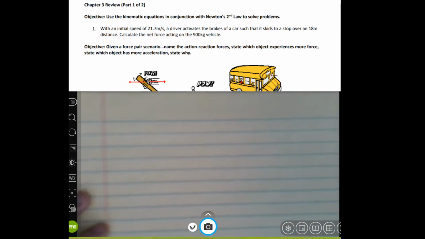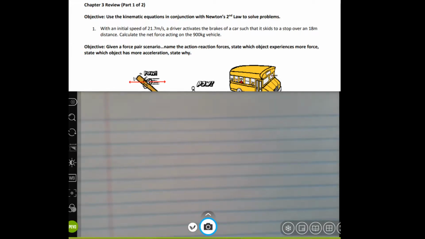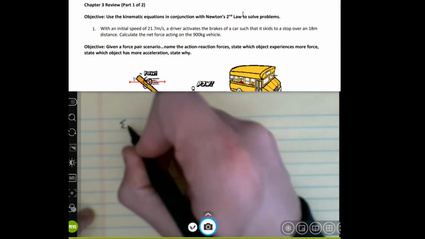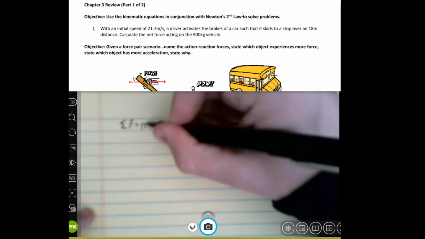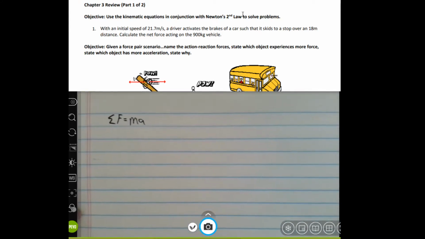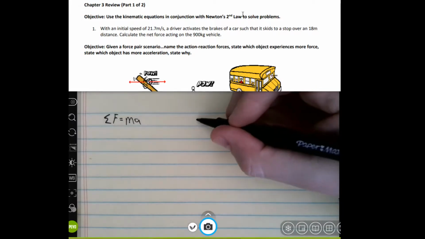Okay. So number 1 covers our first objective, which is to use the kinematic equations in conjunction with Newton's second law. So here's what those look like. Newton's second law is this, and the kinematic equations are those equations from last chapter.